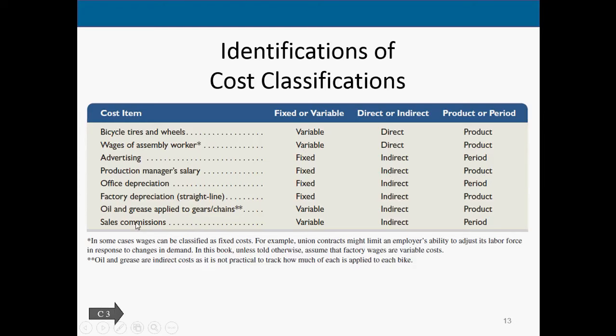Look again down here, sales commissions, variable, right? That's a variable thing. The more I sell, the more I have to pay out in commissions. So that's variable. Definitely indirect. It's not a direct thing. I can't trace that directly to a cost object, and it doesn't happen in the factory. It's a period cost.